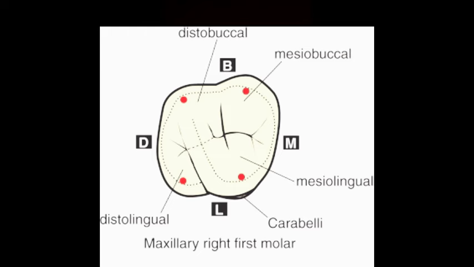All three roots are seen. The lingual root is very conical and blunt. The mesial outline of the mesiobuccal root and the distal outline of the distobuccal root can be seen from the lingual aspect.